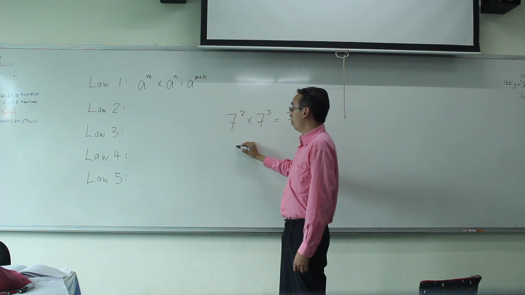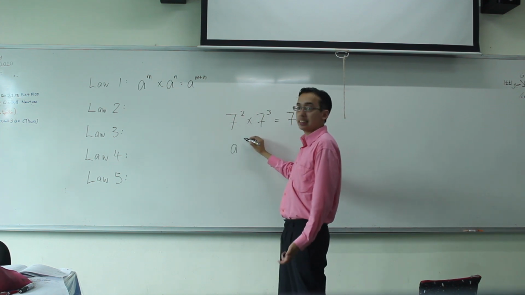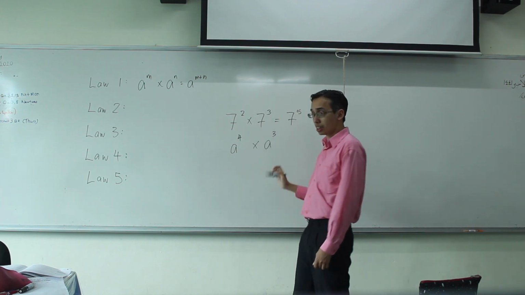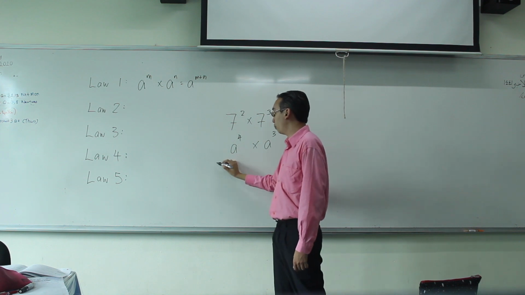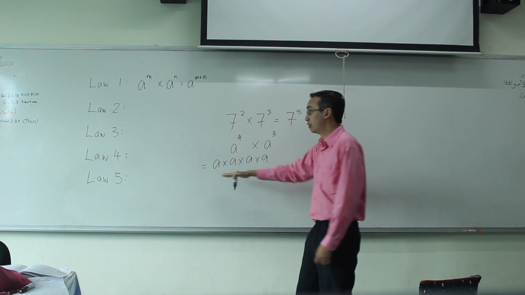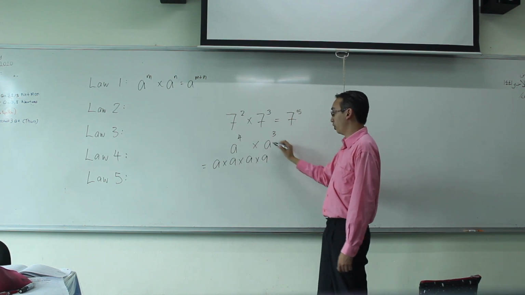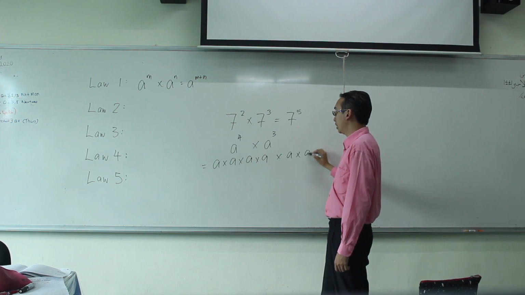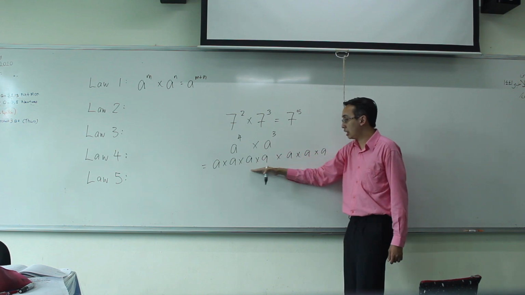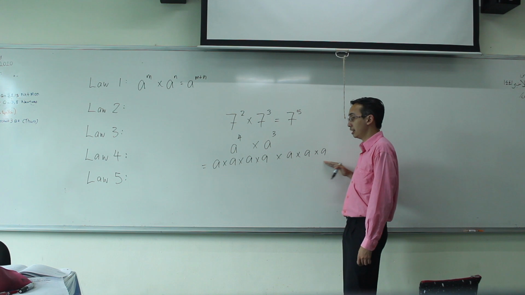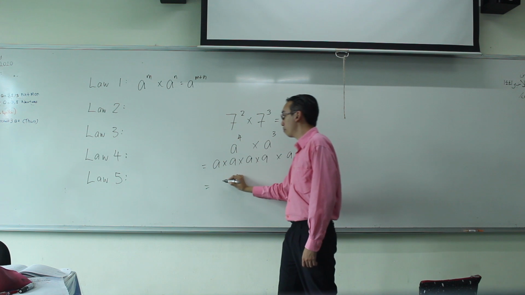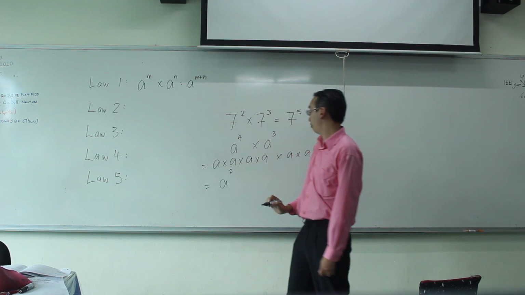When we have a to the power of 4 and we multiply it by a to the power of 3, we can break it up. a to the power of 4 we can write as a times a times a times a, four a's, and then for 3, again a times a times a. So that's 7 a's arranged and multiplied together, and we can combine them to become a to the power of 7.